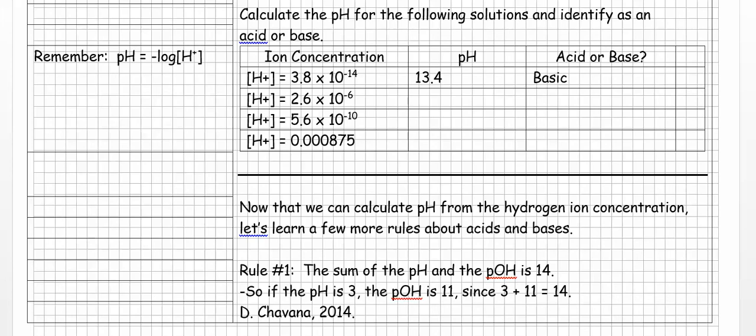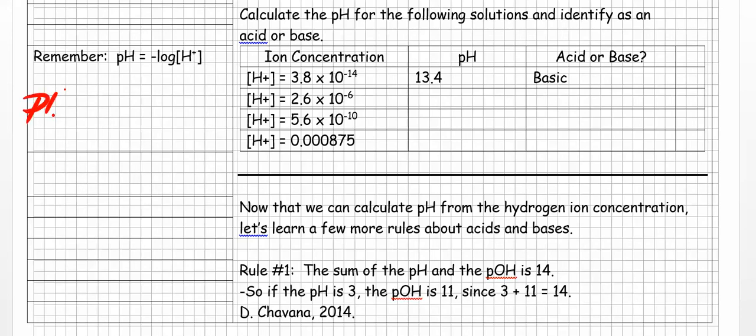We want to calculate the pH for the following solutions and identify them as acid or base. So I'm giving you hydrogen ion concentrations. I'm not going to say it's 1 times 10 to the negative something, because that's going to make it too easy. I want you to plug these into the calculator. So let's start with a hydrogen ion concentration of 3.8 times 10 to the minus 14.